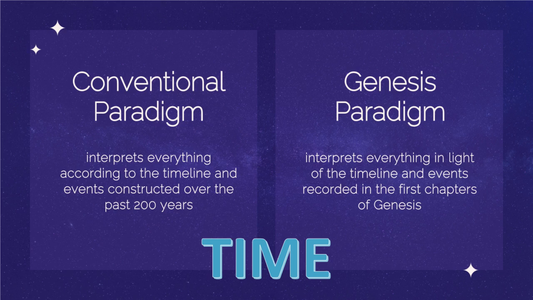The Genesis paradigm interprets everything in light of the timeline and events recorded in the first chapters of Genesis. The conventional paradigm interprets everything according to the timeline and events constructed over the past 200 years as a replacement for the biblical history. The conflict between these two competing histories of the world is ultimately with respect to time.